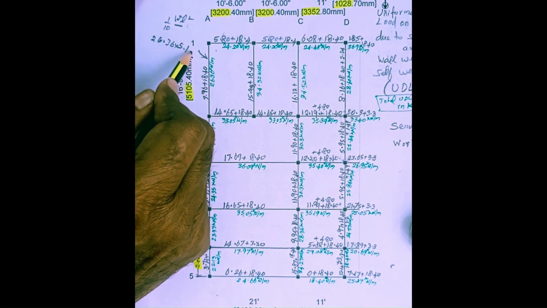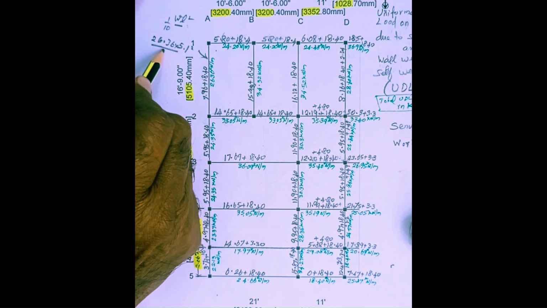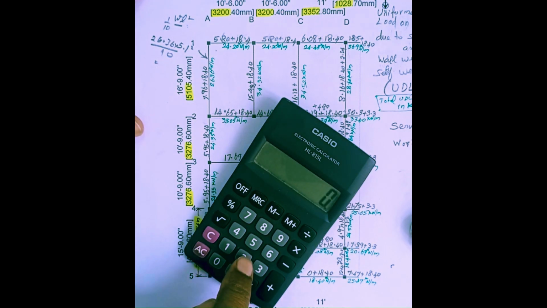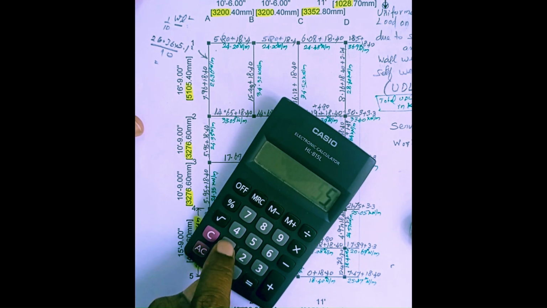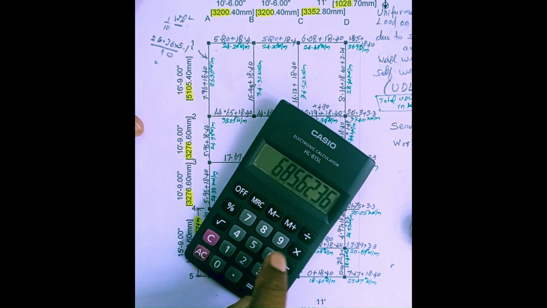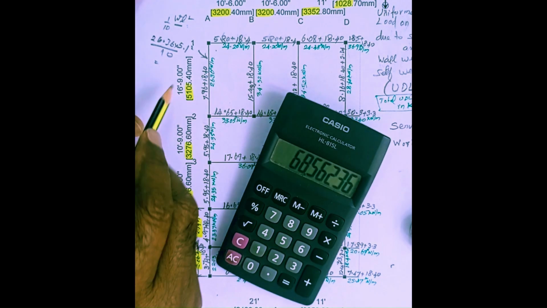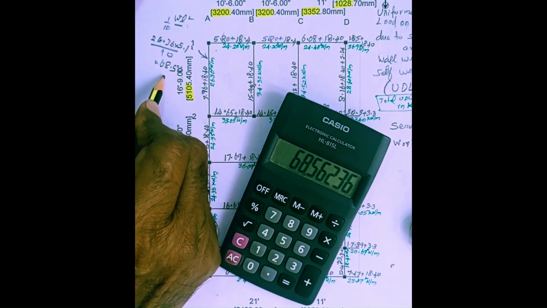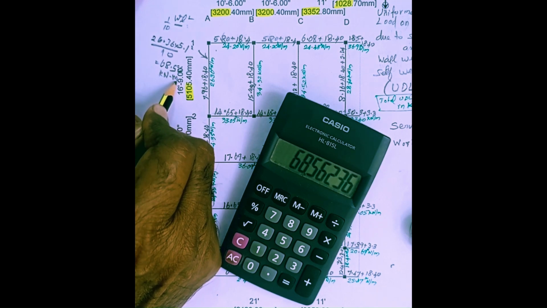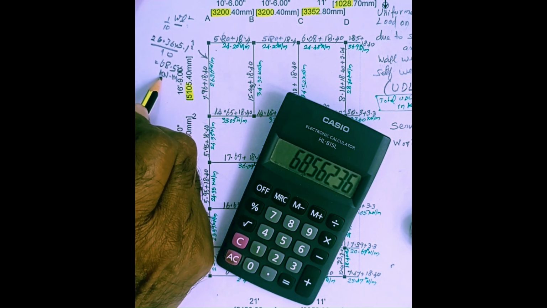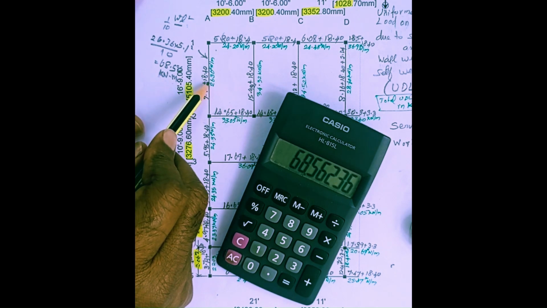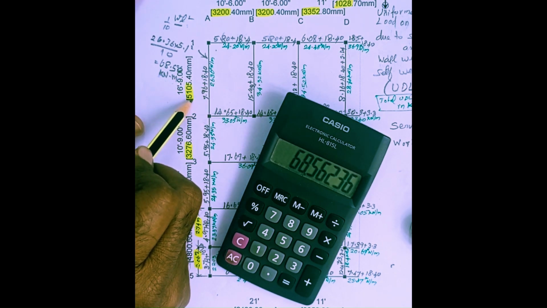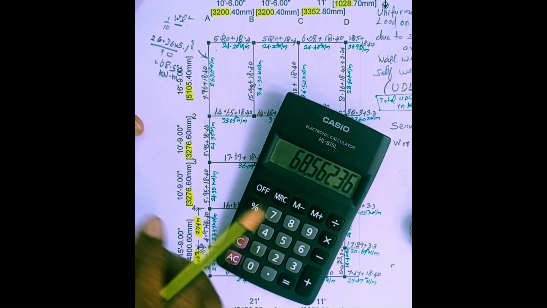5.1 square by 10 equals what? 26.36 into 5.1 into 5.1 by 10 equals 68.56 kilonewton meter. The unit of bending moment is kilonewton meter. As we are calculating this in kilonewton and we are making it into meter, then it is kilonewton meter.